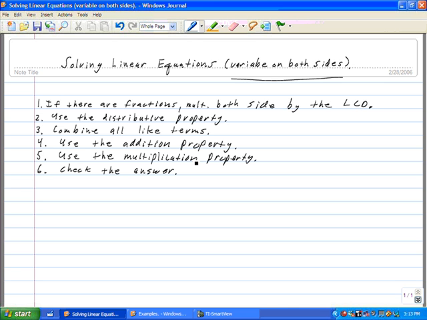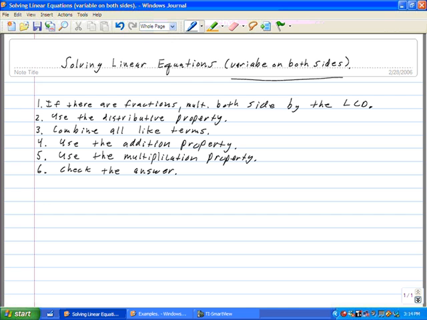Next, if there are any grouping symbols present, you're going to use the distributive property to remove all grouping symbols, if there are any. Now the next thing you'll do is look at the left-hand side and the right-hand side of the equation to combine like terms. We're not talking about moving things from one side to another. We're simply talking about combining like terms on the left and combining like terms on the right.